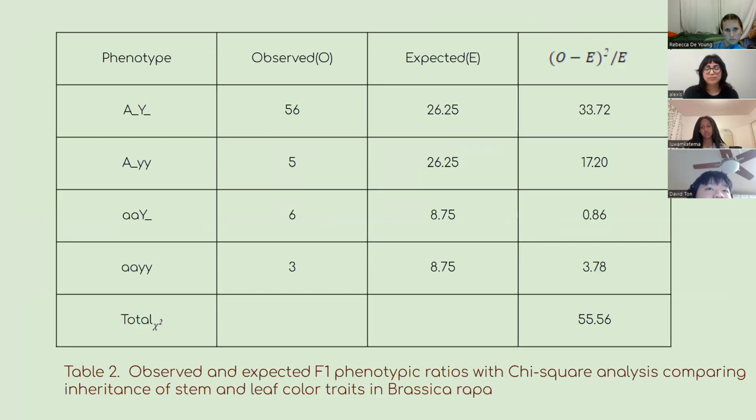To determine whether our observed data matched our hypothesis, we performed a chi-square analysis. The calculated chi-square value was 55.56 with 3 degrees of freedom, resulting in a p-value less than 0.001. This is statistically significant and led us to reject our hypothesis.